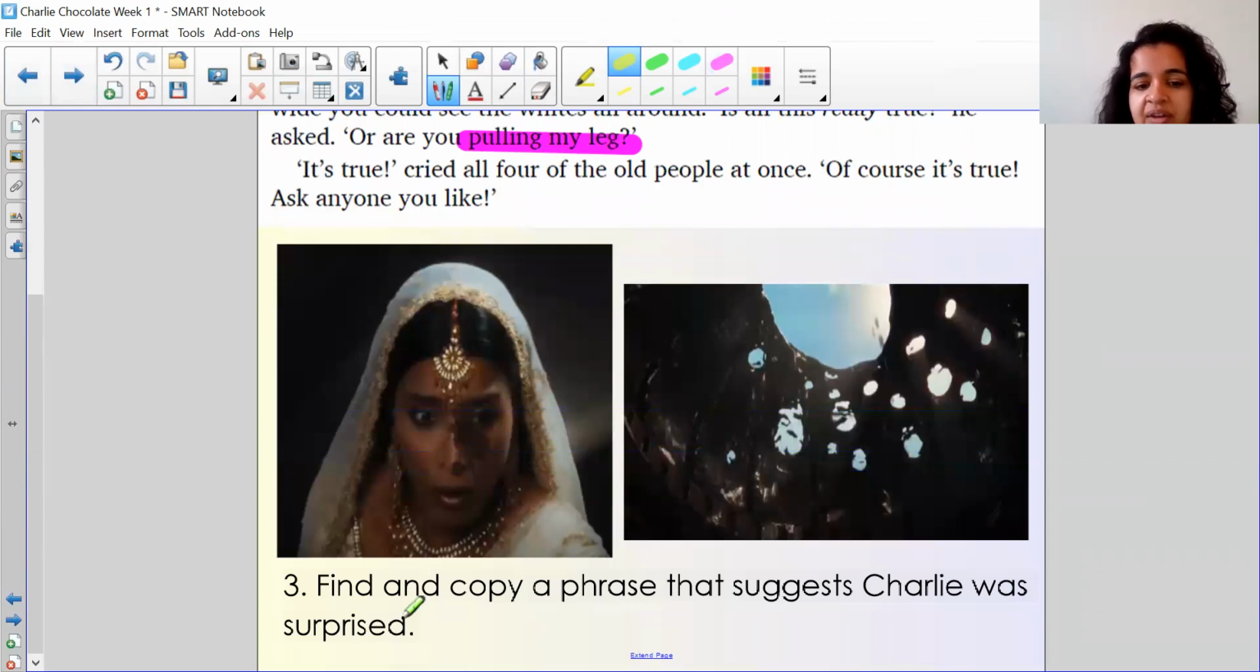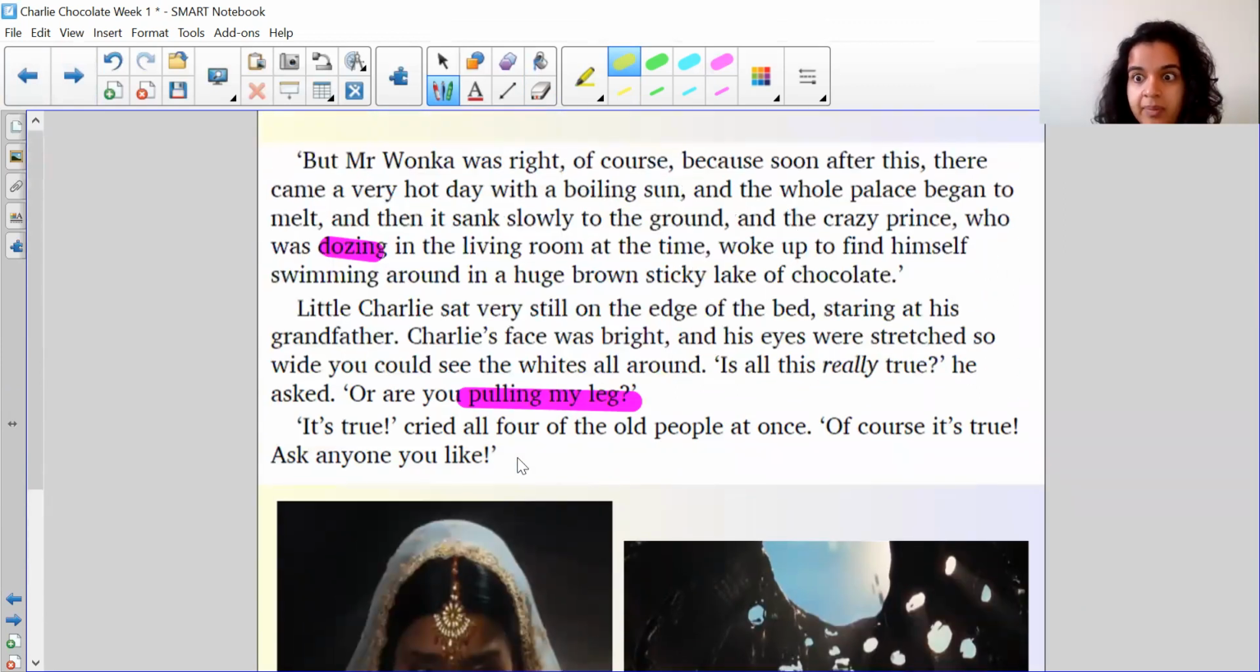Now, on this page, find and copy a phrase that suggests Charlie was surprised. Now, remember, what happened when I did that phrase? Looks like I'm surprised, doesn't it? Okay? So, what did Charlie's face do that tells you he's surprised? It won't be in this paragraph over here, because this talks about how the palace was melting. So let's read this paragraph.